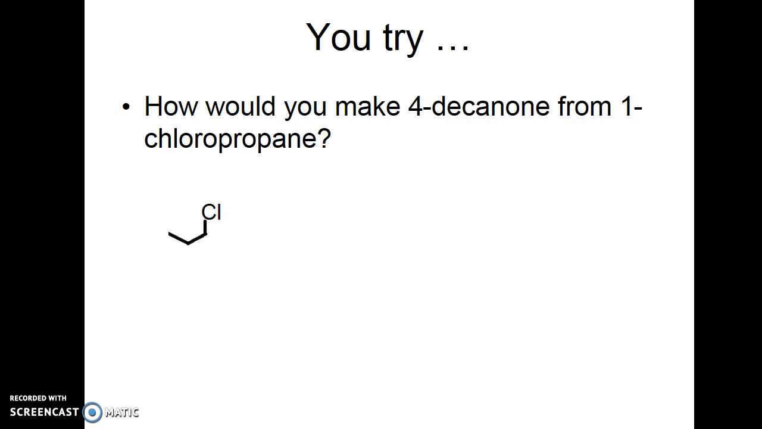So how would you make 4-decanone from 1-chloropropane? Well, here's the 1-chloropropane, and here's the decanone. How are you going to make 4-decanone from this? Well, let's match up carbons again. Where could these 3 carbons be? The only thing that really seems to make sense to me is for them to be right there.